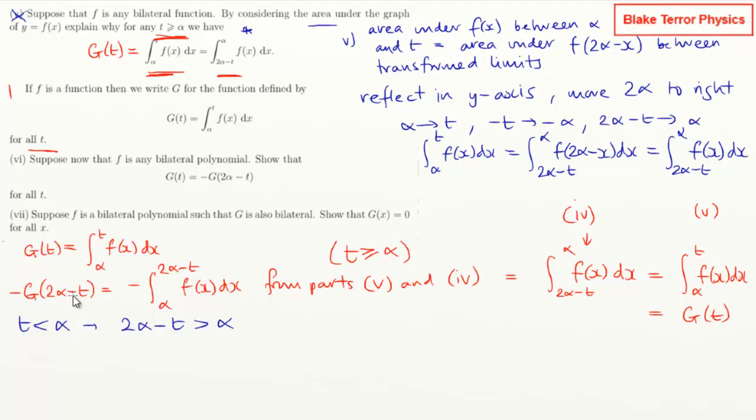G of 2 alpha minus t, so put that into there, and we're saying in this top limit, that's still fine. That would still be true because that's still bigger than alpha. Even if t is less than alpha, that still works, doesn't it? So actually, I don't think I need to do any more on this. Let's just double check.